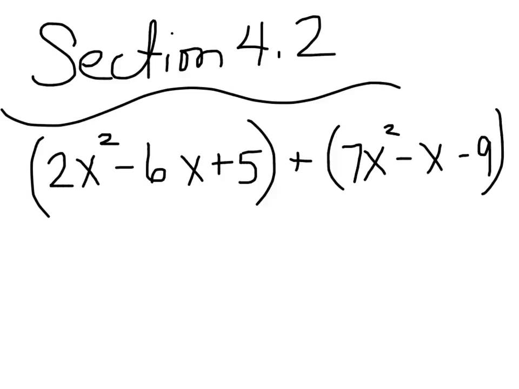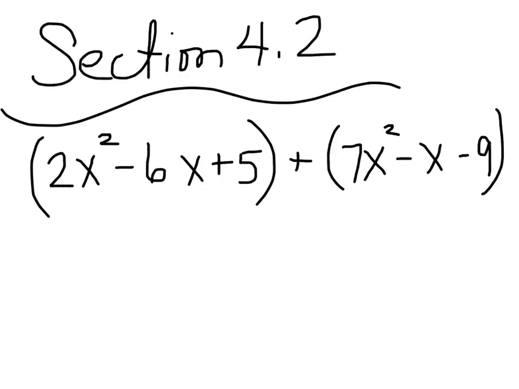You guys have been doing this for a long time. They show you either to do it horizontally, like this one is, or they show it vertically, which means put the like terms underneath each other and then add straight down. Whichever way works for you, that's the way I'm going to suggest that you do it.